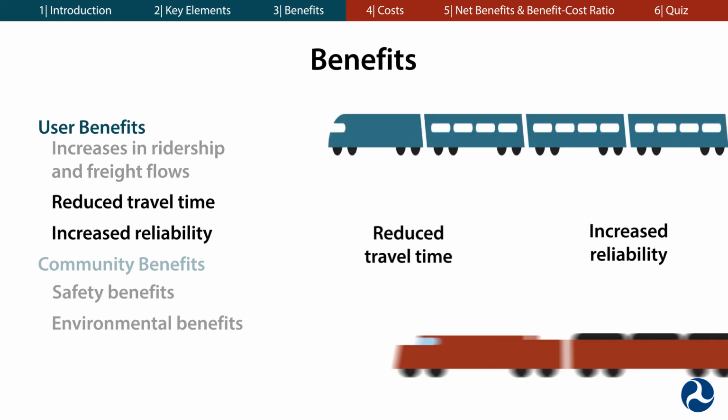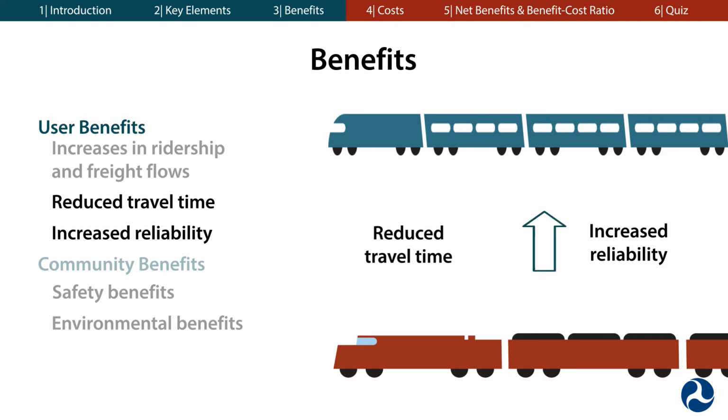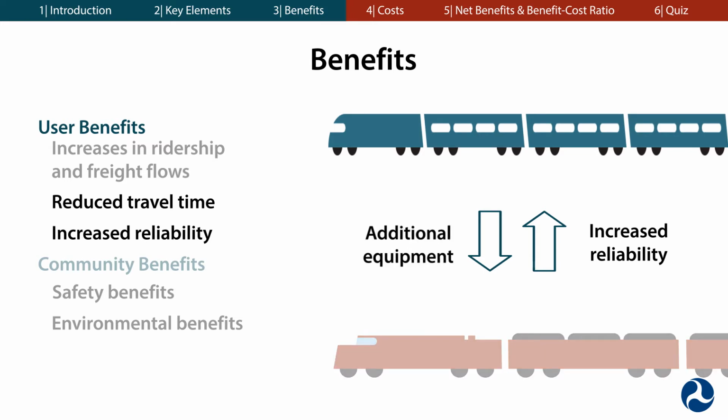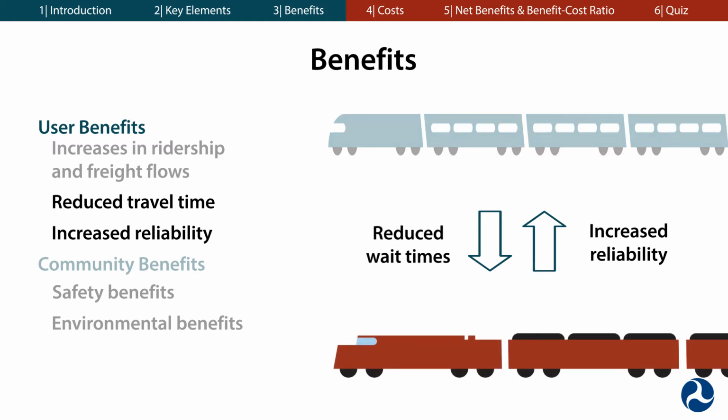For both passenger and freight railroad operators, increased reliability may help them use their fleets more efficiently, which reduces the need for additional equipment. For passengers, increased reliability reduces wait times and makes taking the train more predictable. For freight, increased reliability may decrease the cost of shipments and help streamline supply chains.